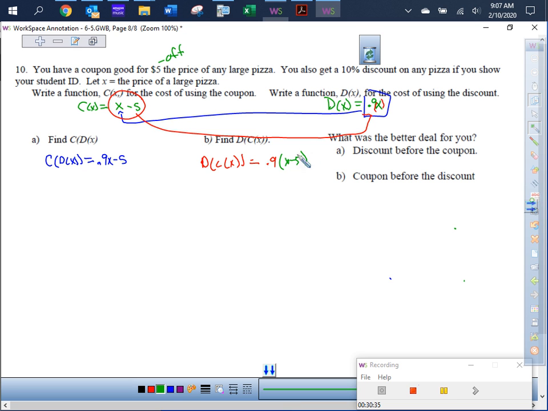Well, we need to distribute this to see what's going on. That's 0.9x minus, when you multiply it out, you get 4.50 in that case. So these are definitely not the same deal. We're trying to buy a pizza here, and if we use the discount first, we'll end up taking 90% of the pizza and then take away $5. But here, if we use the coupon first, it's like, oh no, my little coupon got discounted by 10%, so it's 90% of the pizza, only take away $4.50. So A is the much better deal for us. Yeah, it's only 50 cents, but still, it's money in the long run.